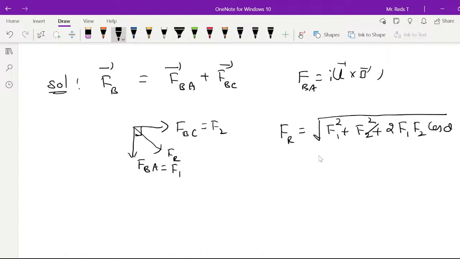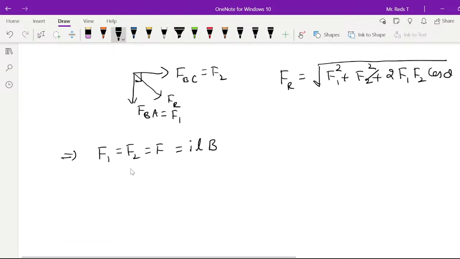Here obviously one more thing is the distances are same, and L and B are same. Magnitudes of F1 should be equal to magnitude of F2. That is also we can mention here. So F1 should be equal to F2 is equal to, let us say, F. F is nothing but ILB. You can substitute this at the end, but here you can write it and you can keep aside. It is nothing but ILB. And hence this is equal to I into L into B.